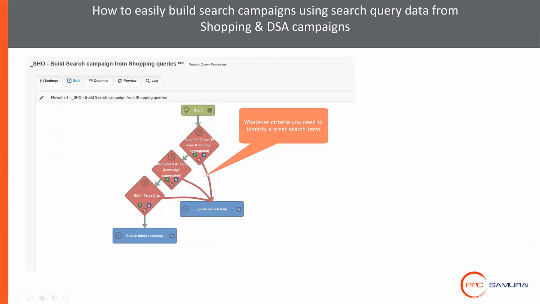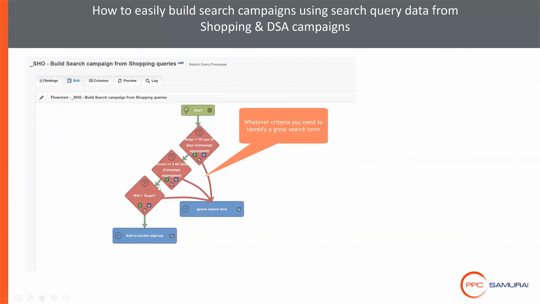Now, I've got a little formula in here, and I'm happy to share that formula if anyone's interested, but essentially it's asking, look, when I aggregate the ROI, again, across the campaign, for all instances of this search query that I'm currently assessing, is that aggregated ROI better than target? If the answer is yes, then it moves to the next step, which is adding the search query as a keyword into the bucket ad group.